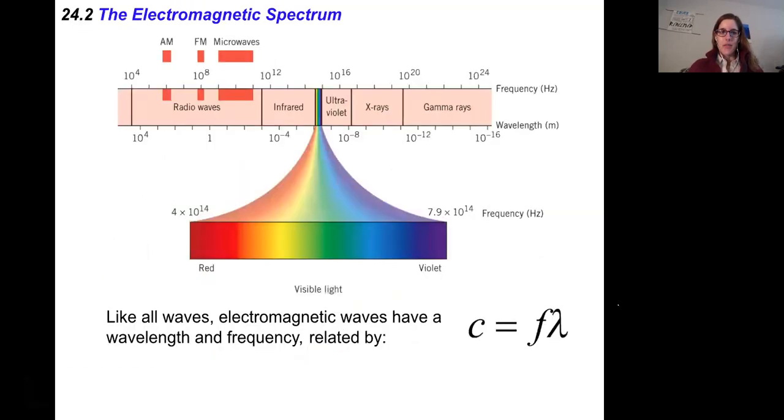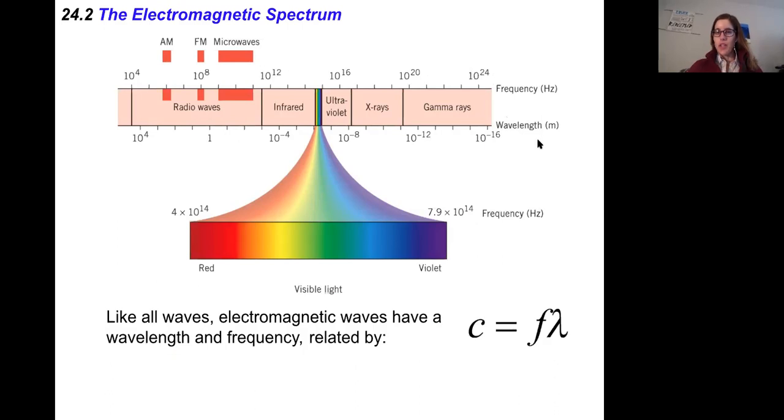All right, so the next section is 24.2, the electromagnetic spectrum. And this graph or figure shows most of the big ideas. There's a lot packed into it. This shows the entire electromagnetic spectrum. So the top scale, the numbers here are frequency in hertz, versus the bottom numbers are wavelength in meters, right?